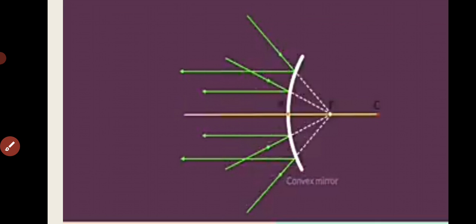So this is the example of why it is known as a diverging mirror. You can see that all the light rays which are parallel to the principal axis, after striking the reflecting surface of a convex mirror, get scattered, and when we extend them behind the mirror, they meet at a focus. Therefore, it is known as a diverging mirror.